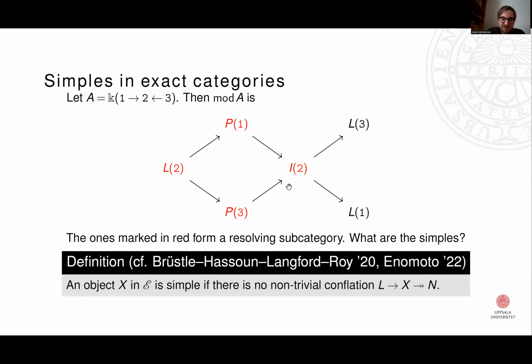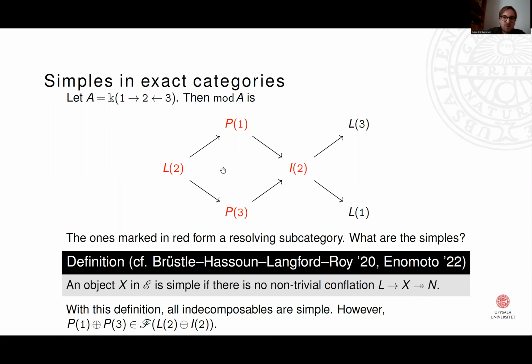Definitions of simples have recently appeared, and many people have been interested in some notion of simplicity and Jordan-Hölder series and so on, in these conditions. So for example, these two articles say an object is simple if there's no non-trivial conflation building it, so to say. Okay, if you do this in this example, and this is actually taken from Enomoto's article, all these four indecomposables are simple with respect to this definition.